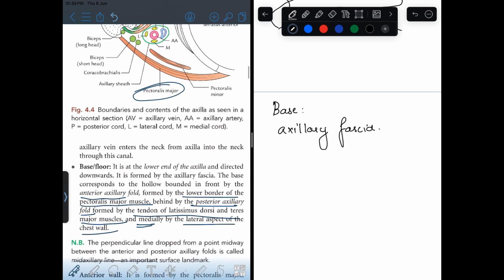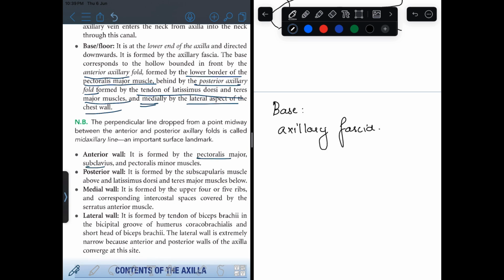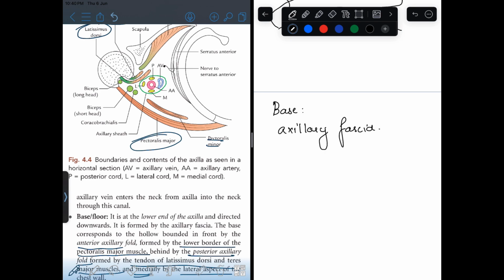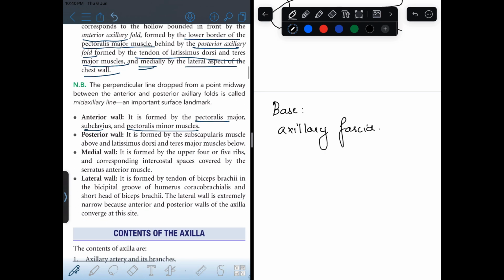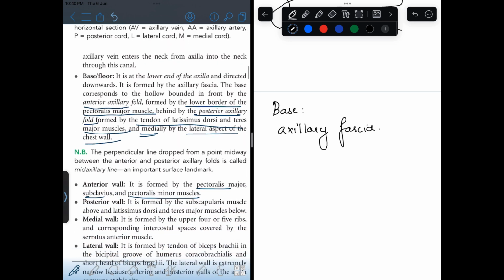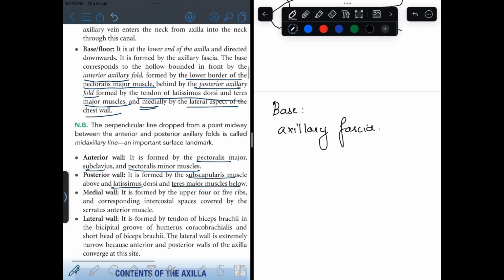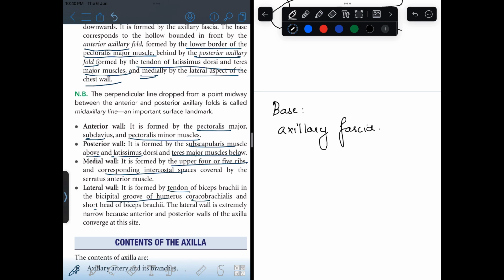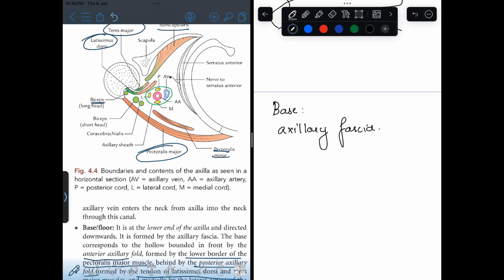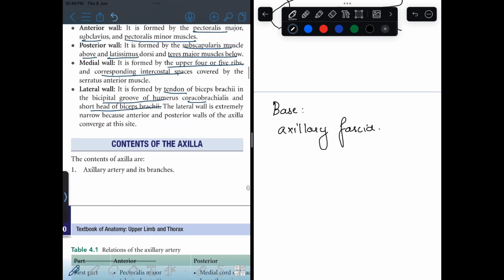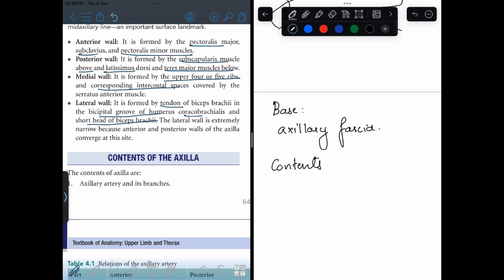Now talking about the anterior wall. It is formed by the pectoralis major, pectoralis minor, and a small muscle, the subclavius muscle. The posterior wall is formed by the subscapularis above and the latissimus dorsi and teres major muscles below. The medial wall is formed by the upper 4 or 5 ribs and corresponding intercostal spaces covered by the serratus anterior muscle. Laterally we have the short head of biceps, the tendon of biceps, and the coracobrachialis.